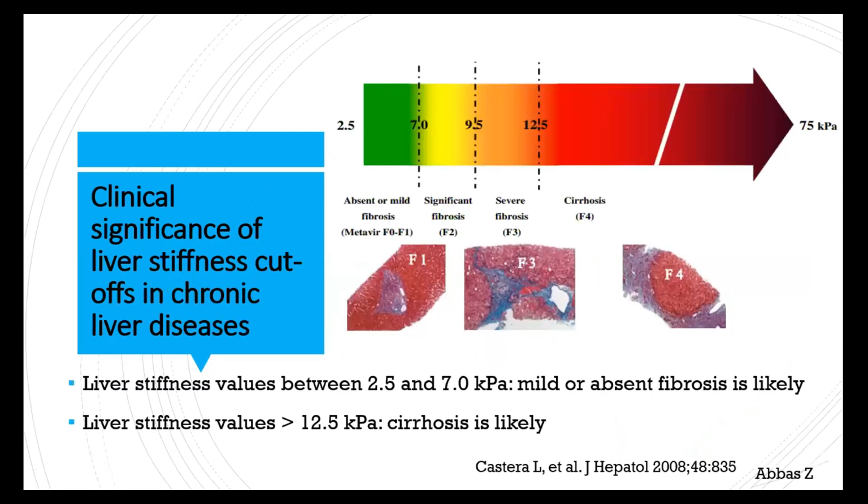So these are different values. As I mentioned, there is a wide range from 2.5 kilopascal to 75 kilopascal. But if elasticity is less than 7 kilopascal, then the chances of fibrosis are very small. There is no fibrosis or very mild fibrosis. But if this is more than 7, then this means that the patient is developing significant fibrosis. And if the kilopascal value is more than 12.5, then it means that this patient may be having cirrhosis of liver.